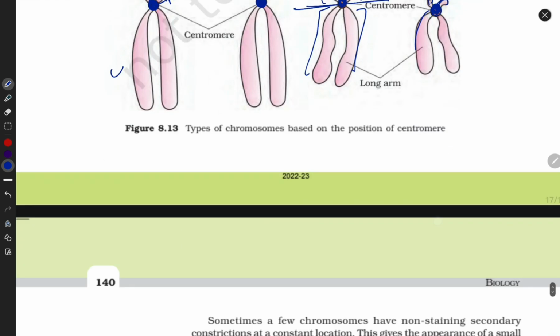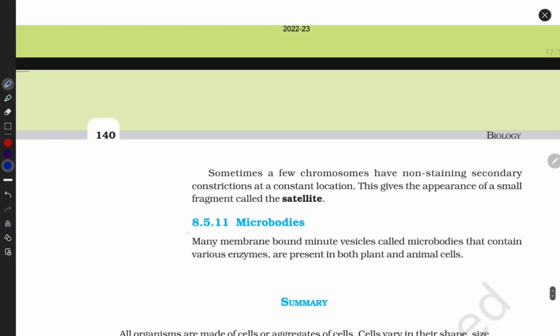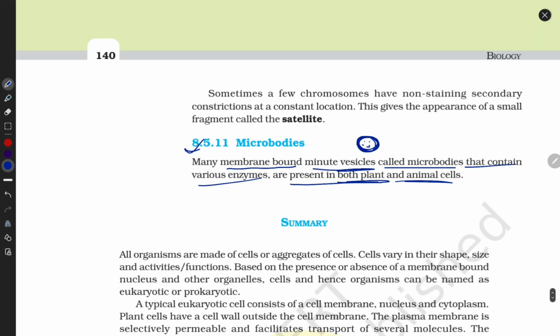So this is all about chromosome. And now the last is microbodies. What are microbodies? Many membrane-bound minute vesicles we call microbodies, that contain, of course, enzymes, and they are present in both plants as well as animals. So here your chapter is also complete.